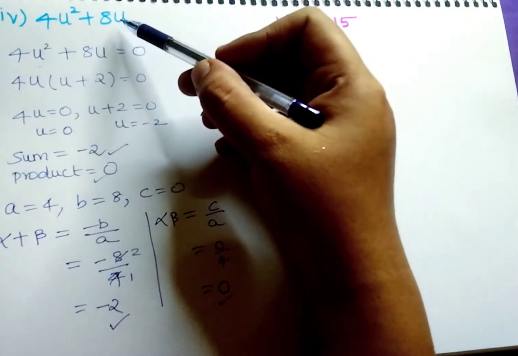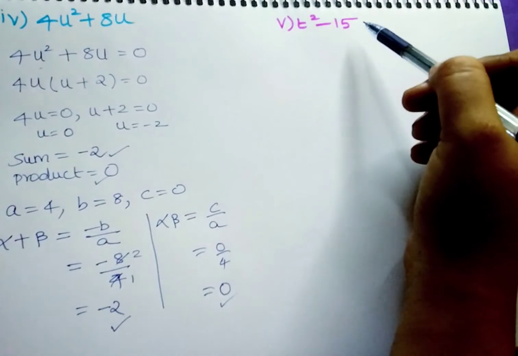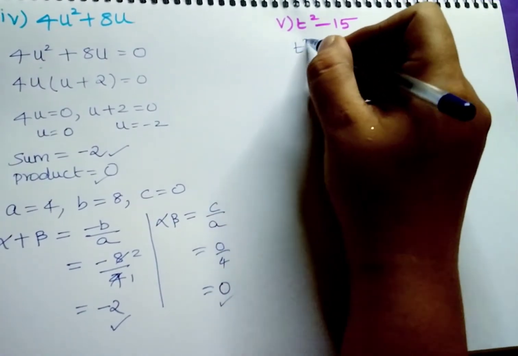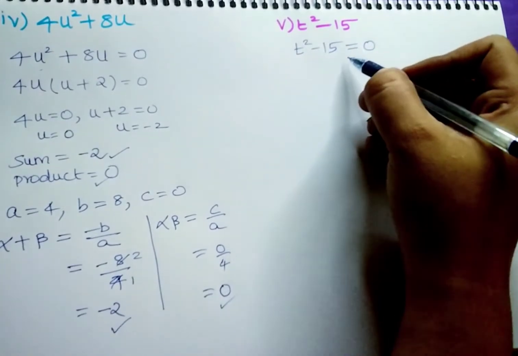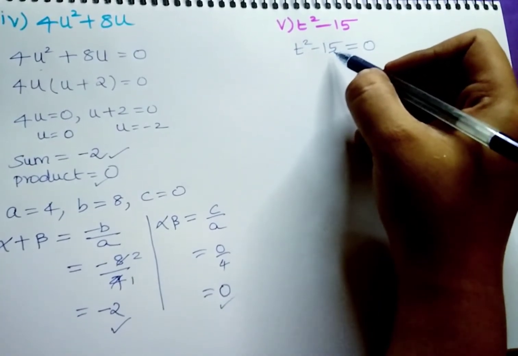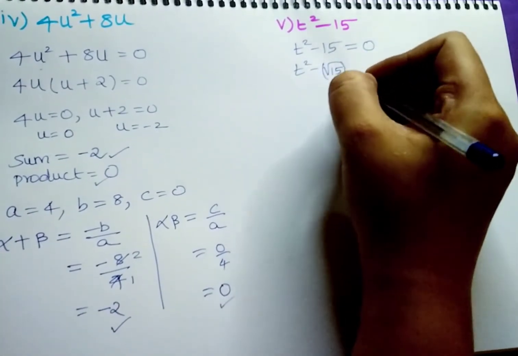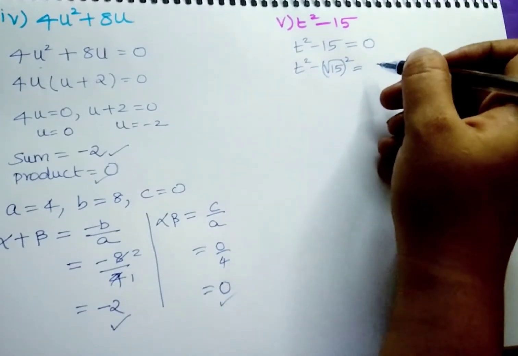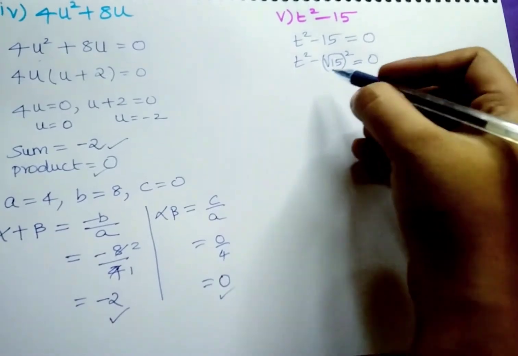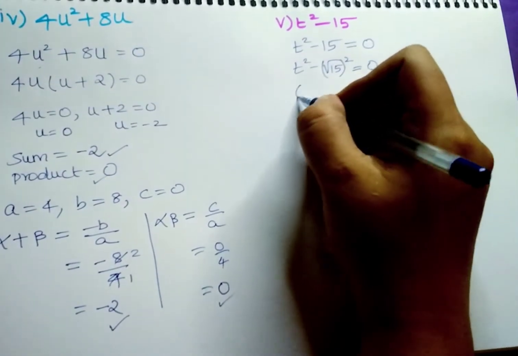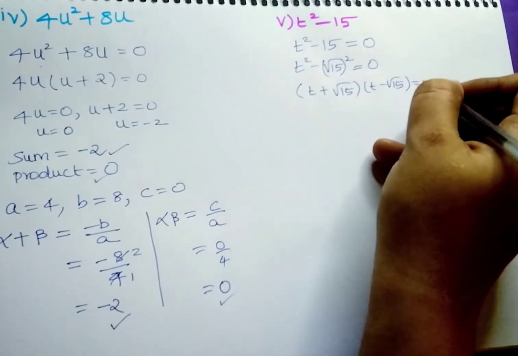Fifth subdivision, t square minus 15 equal to 0. For the fourth subdivision, we don't have constant. For this subdivision, we don't have the t term, that is the middle term. When we factorize, t square minus 15 equal to 0. This we can express as a square minus b square form. So 15 is not a perfect square, so we can write root 15 the whole square. If it is a perfect square, whatever the number, we can write that number the whole square. Now this is of the form a square minus b square, and we know the formula a plus b into a minus b. So it is t plus root 15 into t minus root 15 equal to 0.